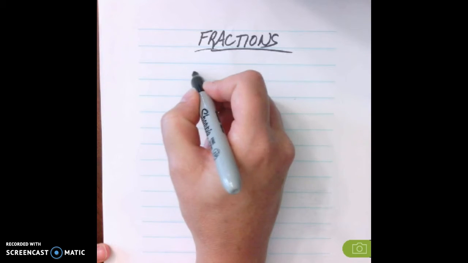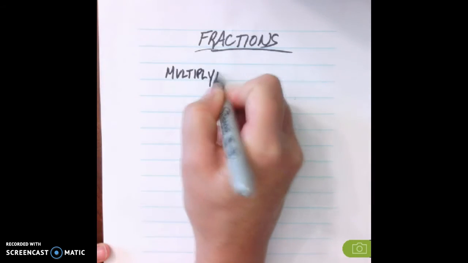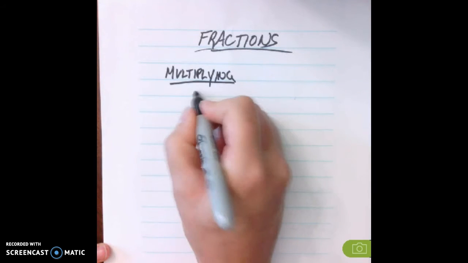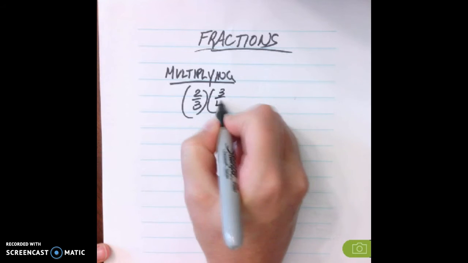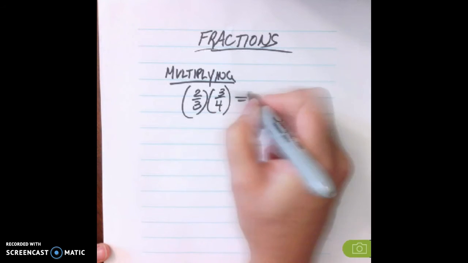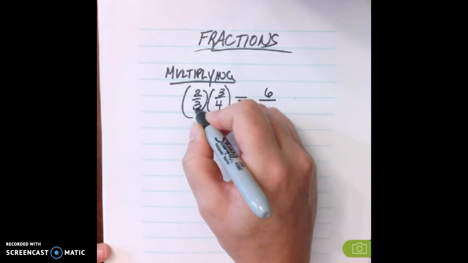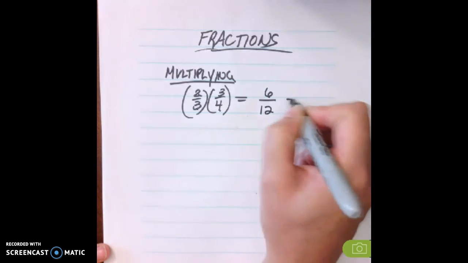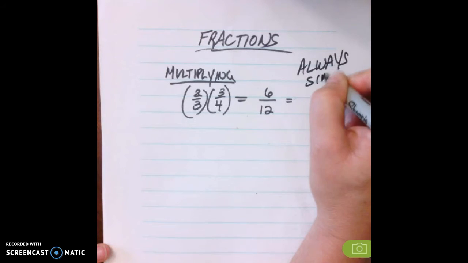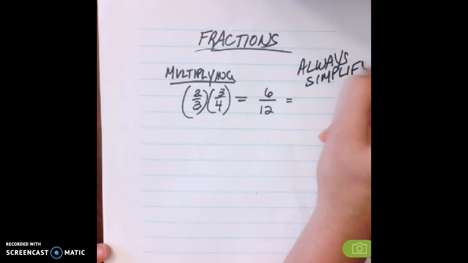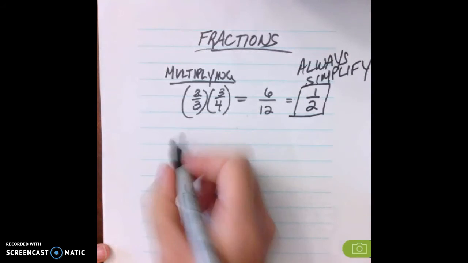Now, when I am multiplying, I know that I go straight across. So I have two fractions. I don't need the same denominator. That's the beauty of multiplying. And I go straight across. 2 times 3 is 6, and 3 times 4 is 12. And I always simplify. Otherwise, I'm going to get points off. I always simplify, and that's going to be 1/2.